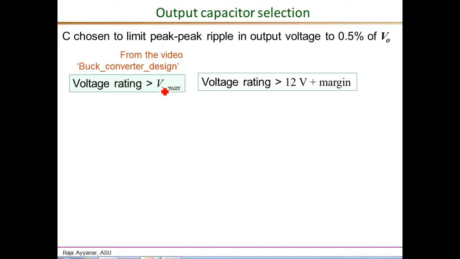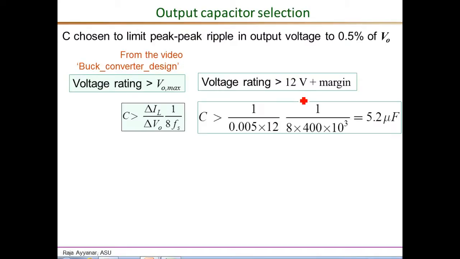The voltage rating should be greater than VO max, so we want to provide sufficient safety margin. Probably we'll select a 25 volt capacitor. The capacitance value needs to be well above what is given by this expression. The delta IL was 1 that we chose in the previous slide on the design of the inductor. Delta VO is specified to be 0.5%, so it's 0.005 times VO of 12. Then we have this 1 over 8 term, and Fs is 400 kilohertz. That comes out to be 5.2 microfarad.